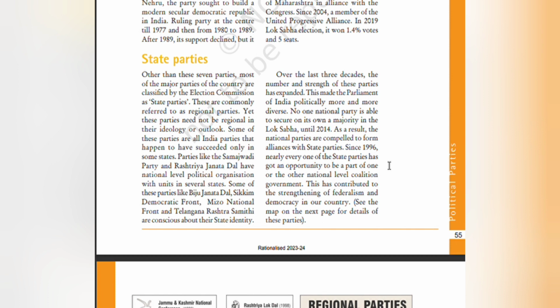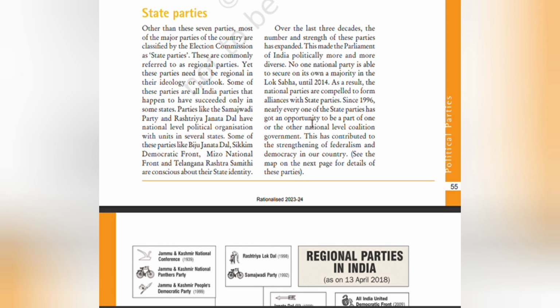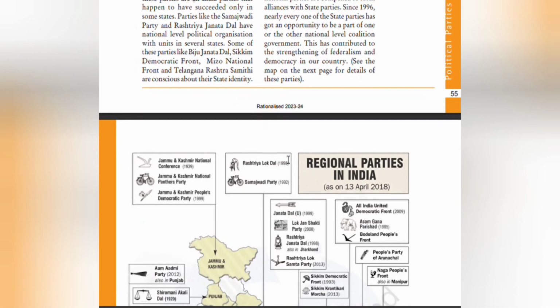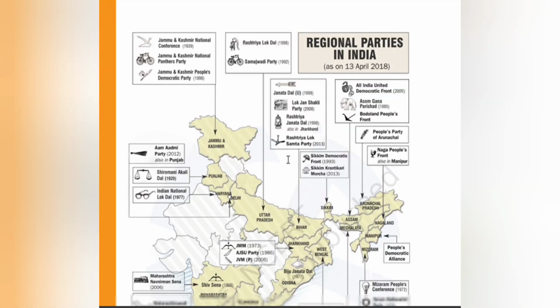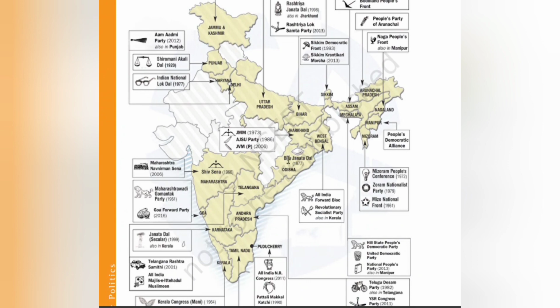Since 1996, nearly every one of the state parties has got an opportunity to be a part of one or the other national level coalition government. This has contributed to the strengthening of federalism and democracy in our country. See the map on the next page for details on the parties. Regional parties in India, the map has been given.